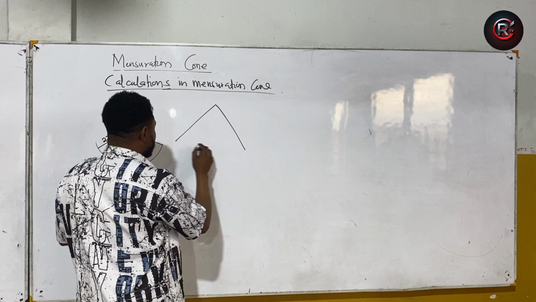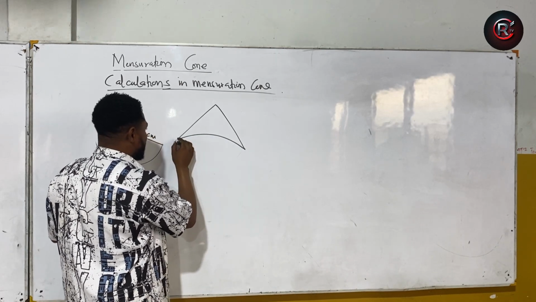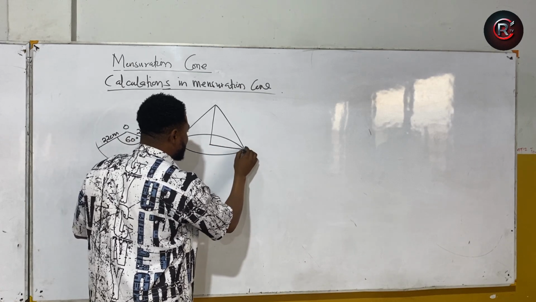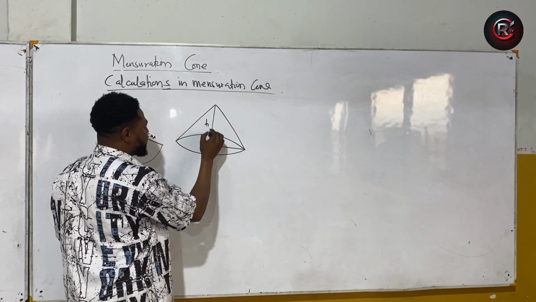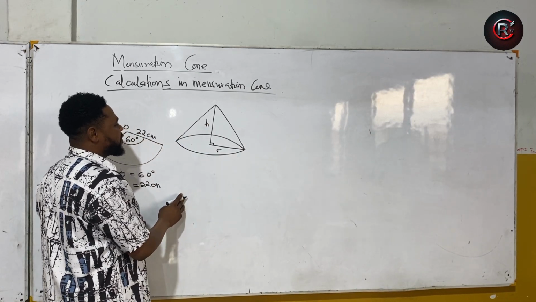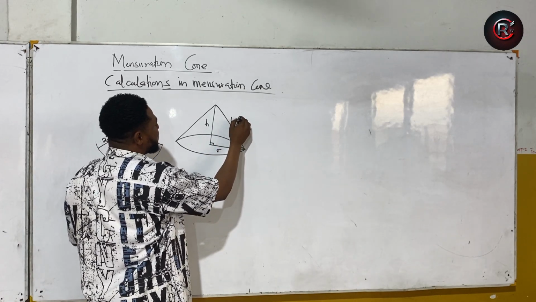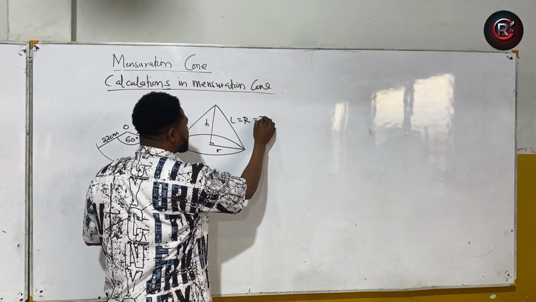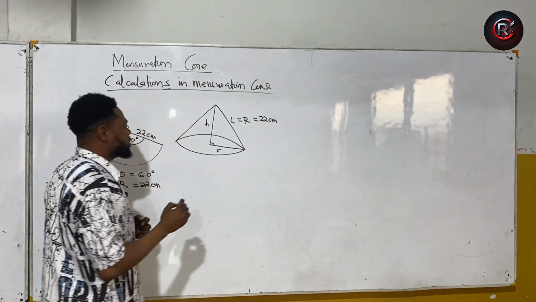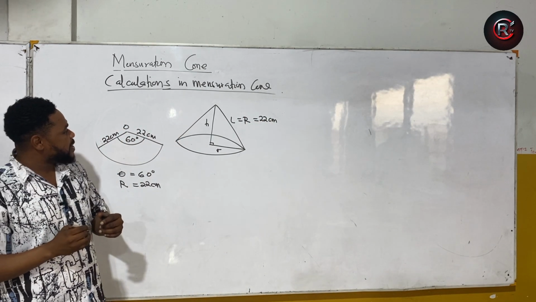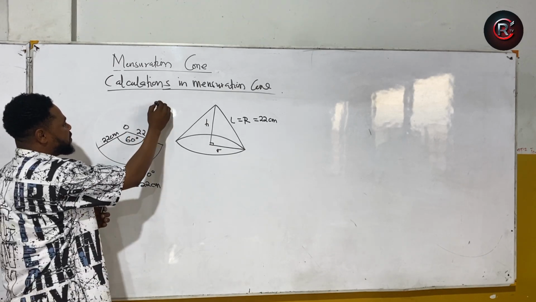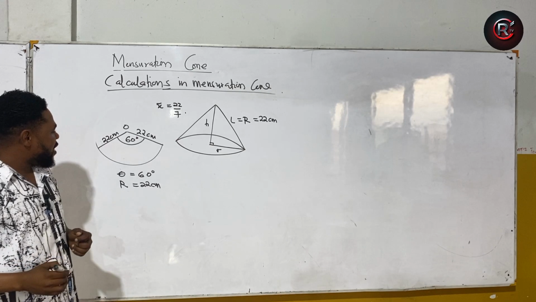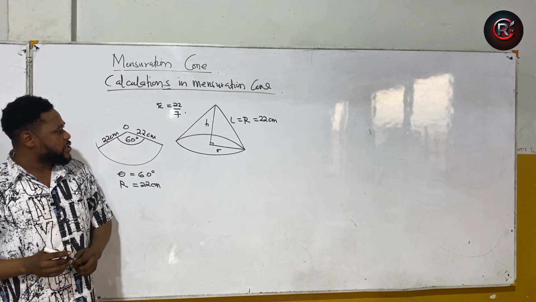So this is how the cone will look. Here is the height of the cone, the base radius of the cone, and this is the slant height of the cone, which is equal to the radius of the sector, 22 centimeters. Now, let's see what we have been asked to calculate. Pi is given as 22 over 7, and we have been asked to find the base radius of the cone.